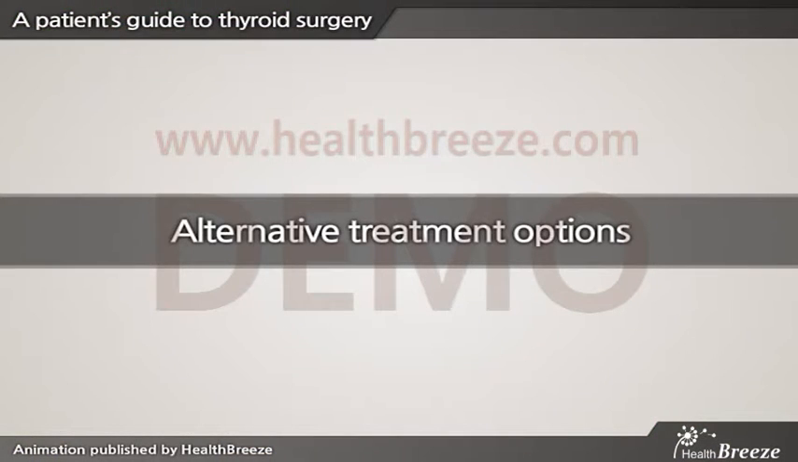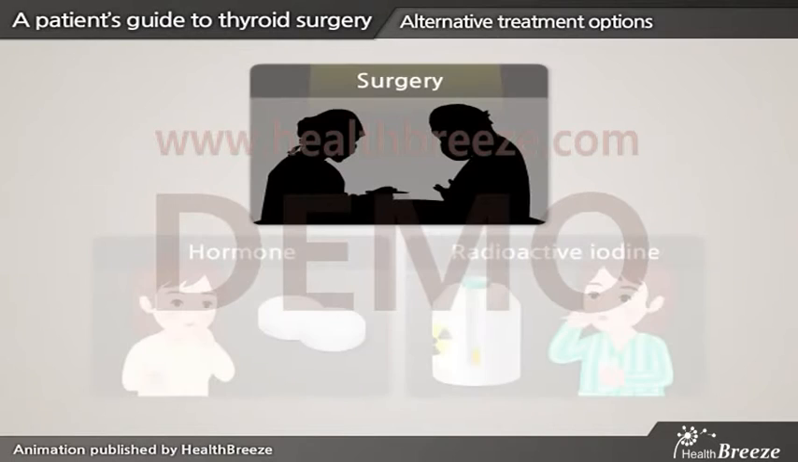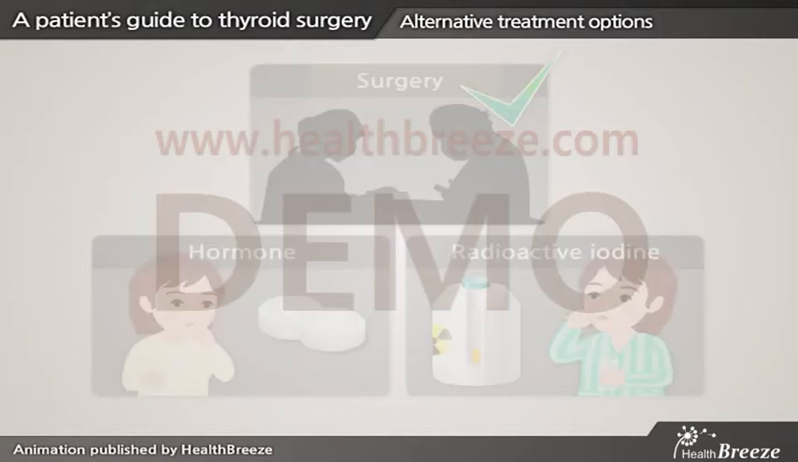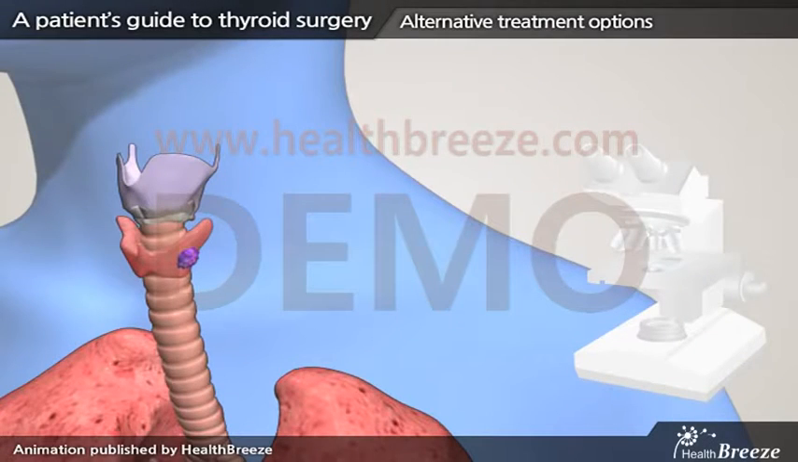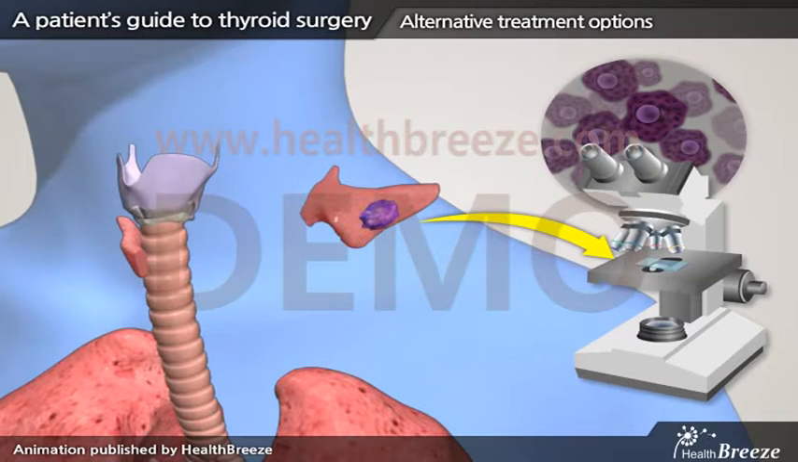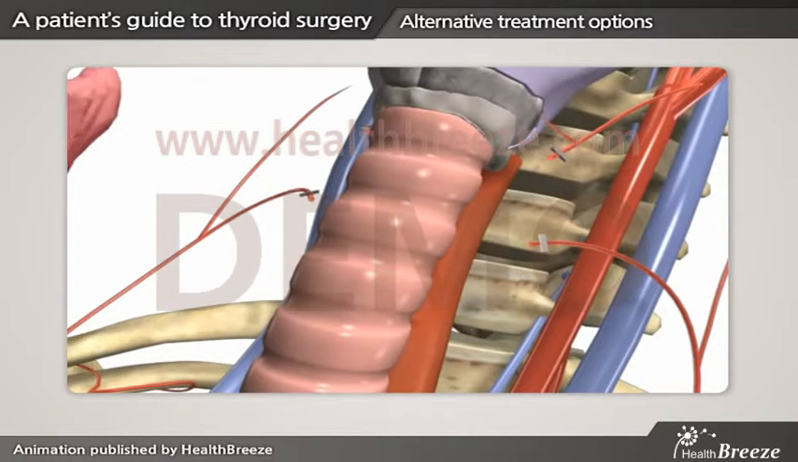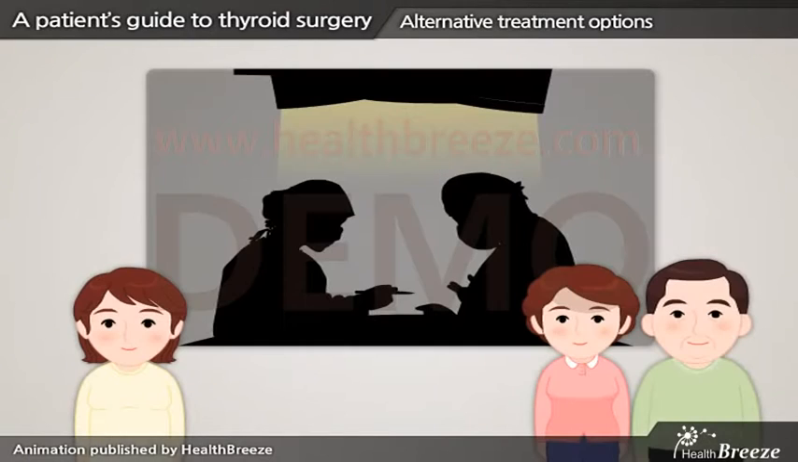Alternative treatment options. Thyroid cancer treatments include surgical, hormonal and radioactive iodine. Currently, surgical resection of the involved thyroid gland is considered to be the main treatment option. In case of a diagnostic thyroid lobectomy, if the final pathology confirms a cancer diagnosis, you will need to undergo a second operation to completely remove the thyroid gland.